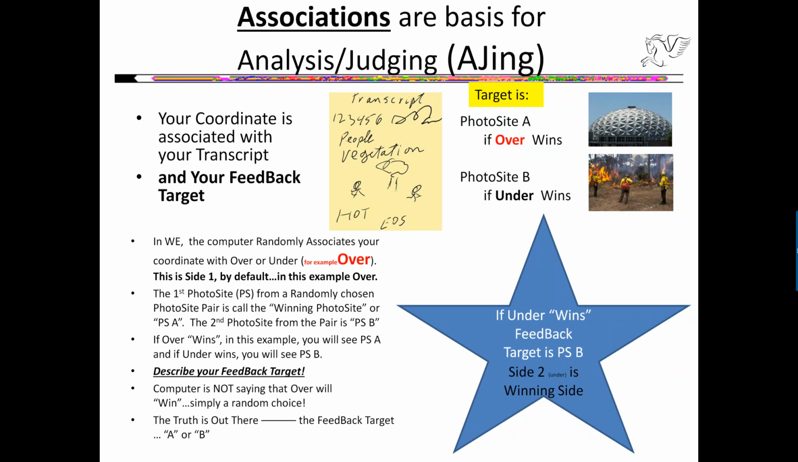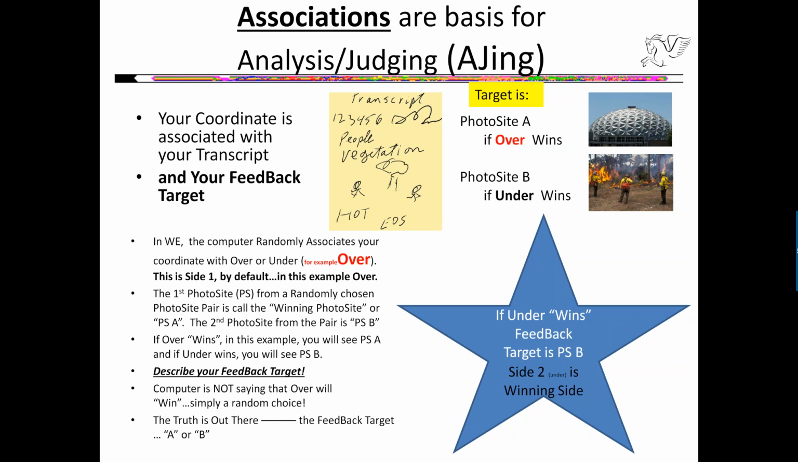And you don't want to think of your target itself as being a winner or a loser. When you get to feedback time, you will always have a coordinate and its associated picture. So in this case, you will see 1, 2, 3, 4, 5, 6, and that picture. You will probably remember it's photo site B, but that just doesn't matter. It's this coordinate and that picture because it's your feedback target connection there.